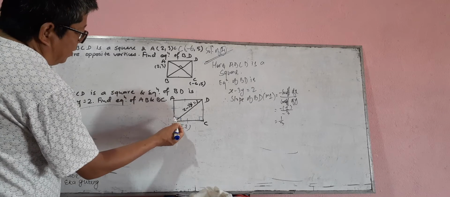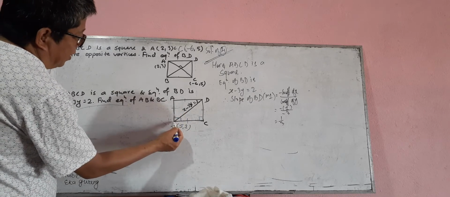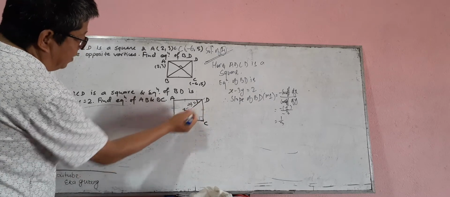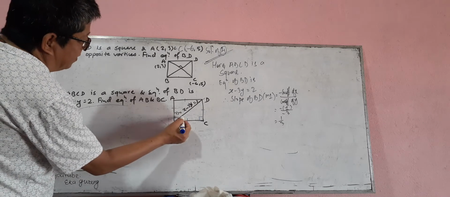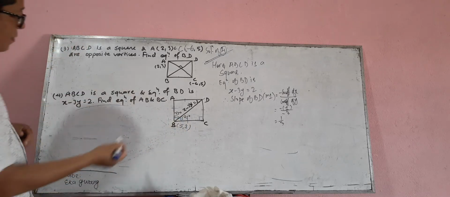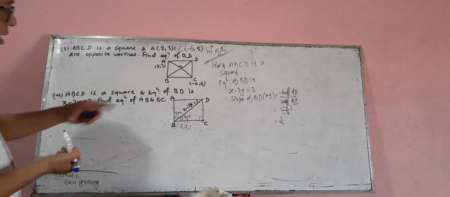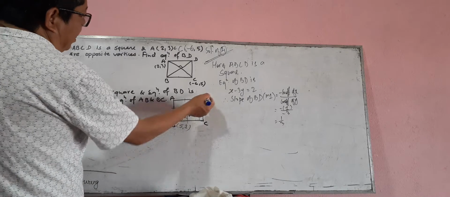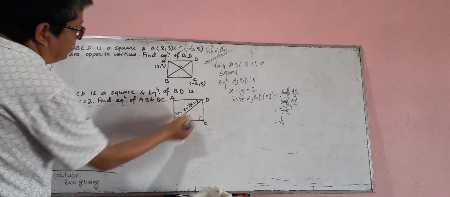And now look here. AB is perpendicular to BC, it is 90 degrees, and BD is a diagonal. That's why BD bisects the angle ABC. So this angle becomes 45 degrees and this also 45 degrees. So what we see here is the angle between AB and BD is 45 degrees, and the same in the case of BC and BD.